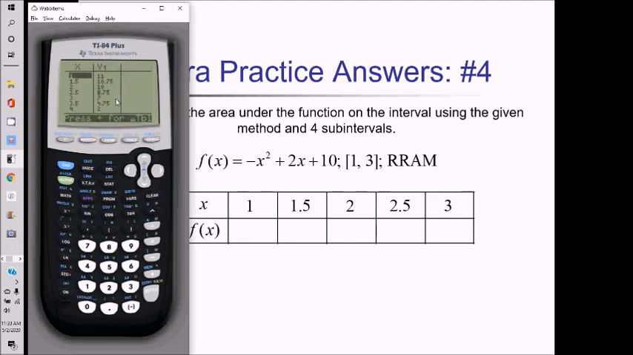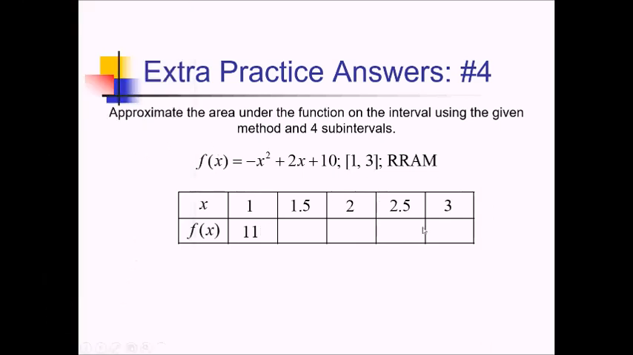So at the input 1, we have an output of 11. After that, it's 10.75, 10, 8.75, and 7. So we had 11 to 7 all the way over there with some numbers in between that I'm just taking off my calculator and putting them in here so we can look at them. All right, so at this point, it's time to set up our RRAM setup with the rectangles being added together.